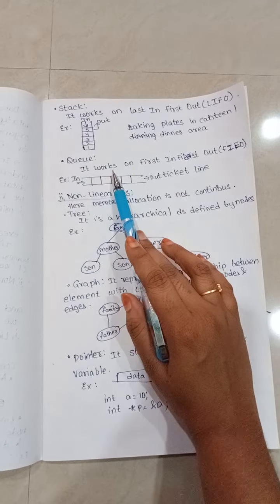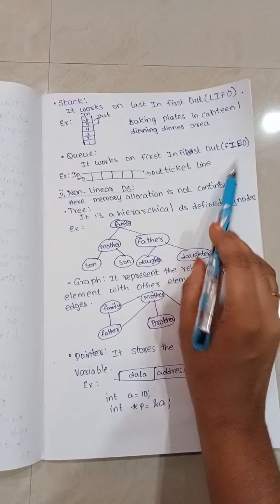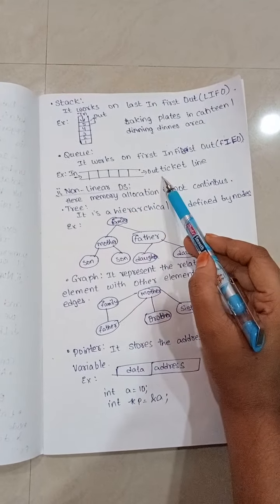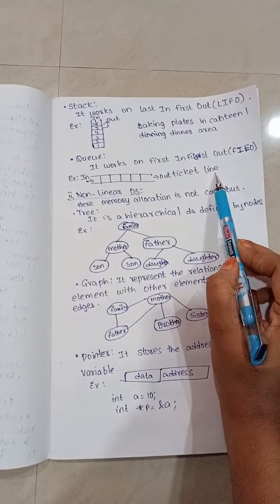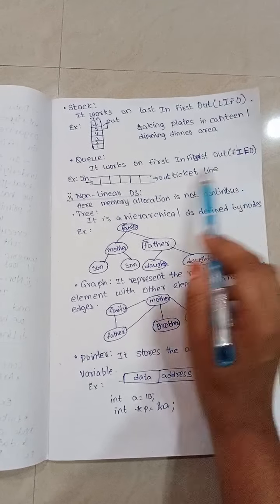Next one is queue. It works on first in first out. For example, consider a queue like a series. For example, a ticket line. When we go to movies, we follow the queue to get the ticket.